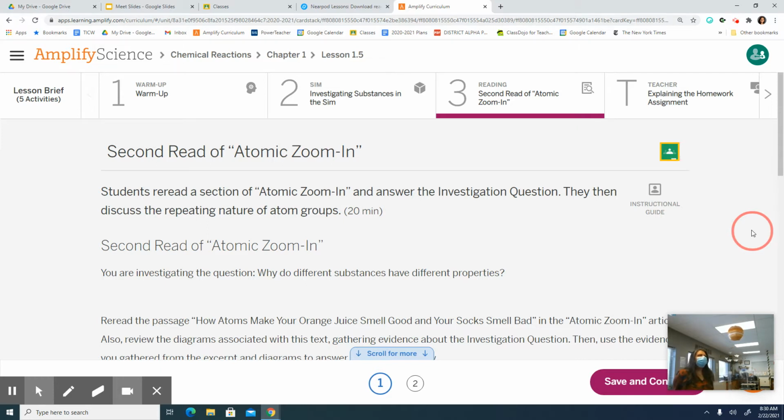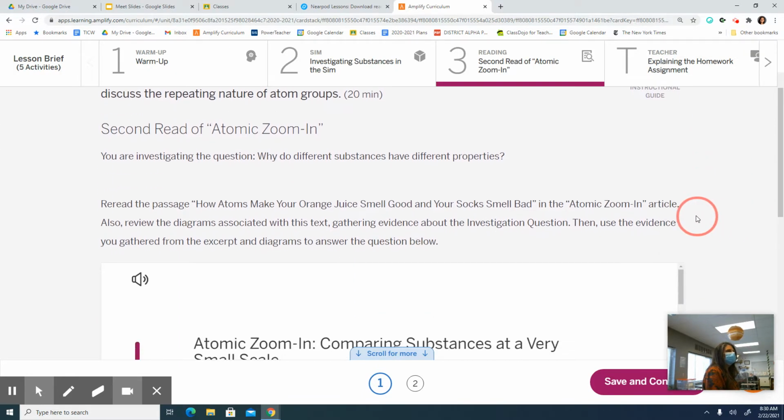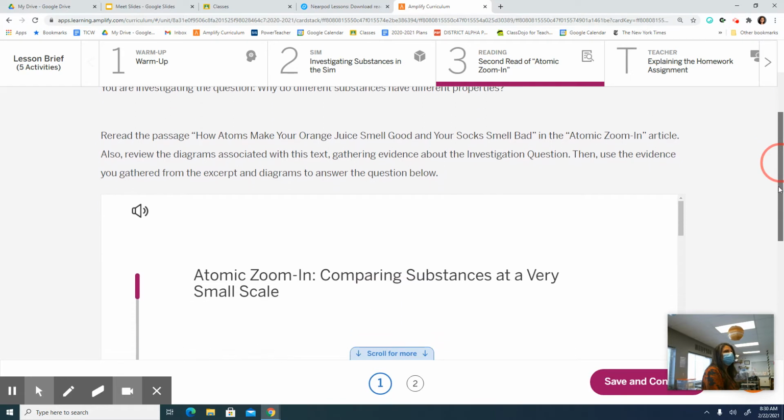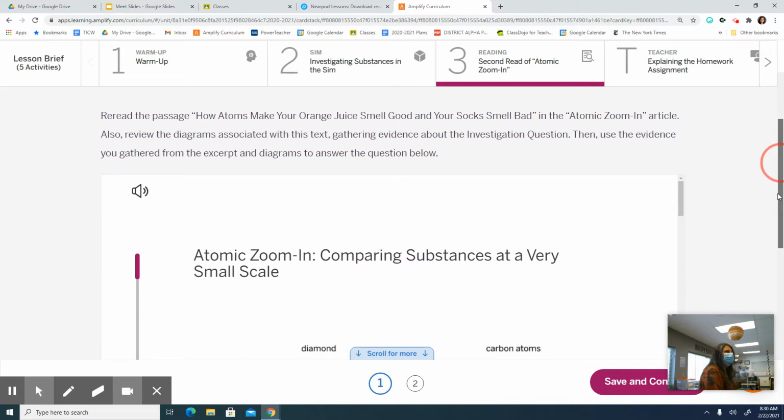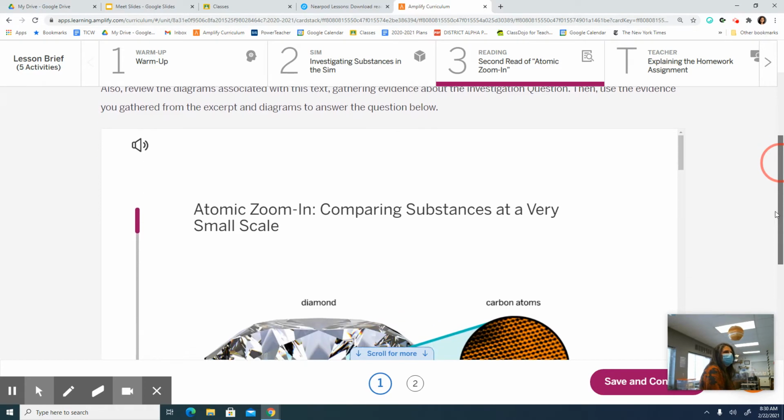And students are going to reread a section of Atomic Zoom-In and answer the investigation question. They then discuss the repeating nature of atom groups. So the question that we are trying to answer, why do different substances have different properties? Reread the passage, How Atoms Make Your Orange Juice Smell Good and Your Socks Smell Bad, in the Atomic Zoom-In article. Also review the diagrams associated with this text, gathering evidence about the investigation question. Then use the evidence you gathered from the excerpt and diagrams to answer the question below.